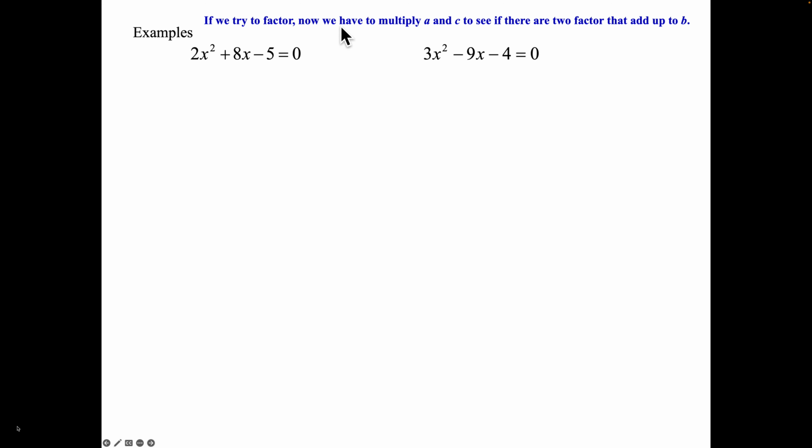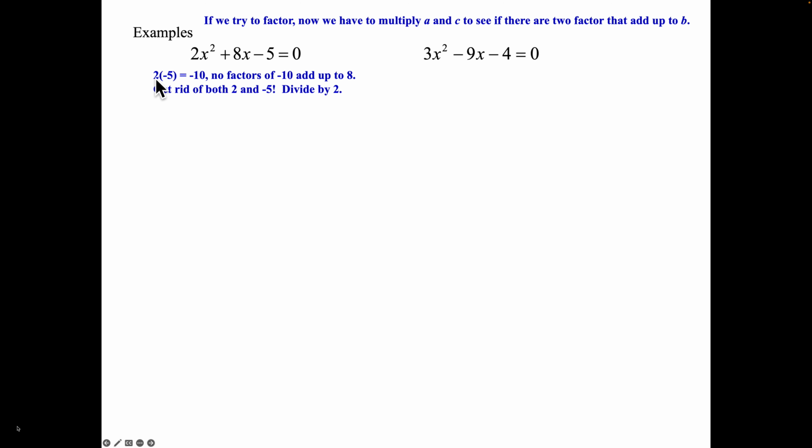Well, now in order to factor, you have to multiply the a and the c together to get a number, and then find those two factors of that product to see what adds up to b. So normally here we would say, okay, 2 times negative 5 is negative 10. Are there two factors of negative 10 that can add up to be 8? Well, no, the only factors are 2 and 5. Or excuse me, 2 and negative 5, for that matter. Or negative 2 and a positive 5. Either case, it's either going to be negative 3 or positive 3. I can't get to an 8.